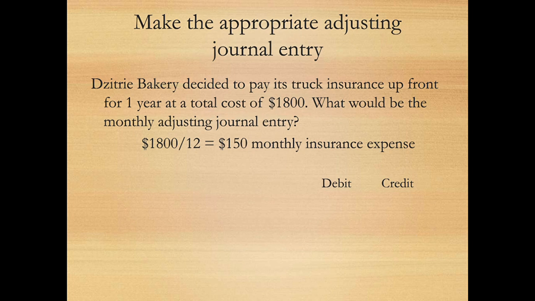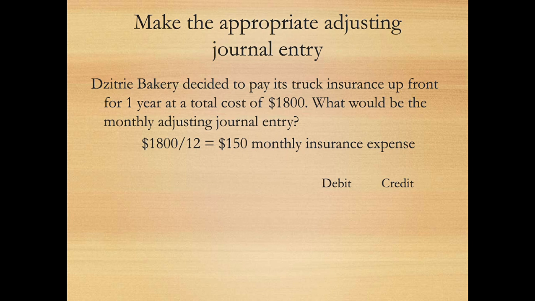G-Tree Bakery decided to pay its truck insurance upfront for the whole year at a total cost of $1,800. What would be the monthly adjusted journal entry? So if it's $1,800 a year and we wanted to do it monthly, we would have to divide that by 12 and we would say, okay, there's a monthly insurance expense of $150. Now, this is prepaid insurance. With anything prepaid, that means you're going to acknowledge the expense on a monthly basis.